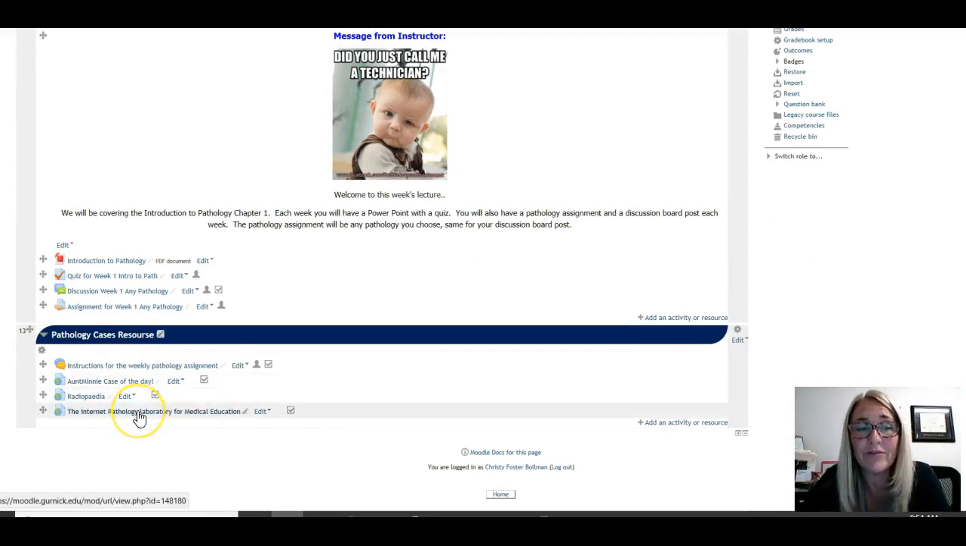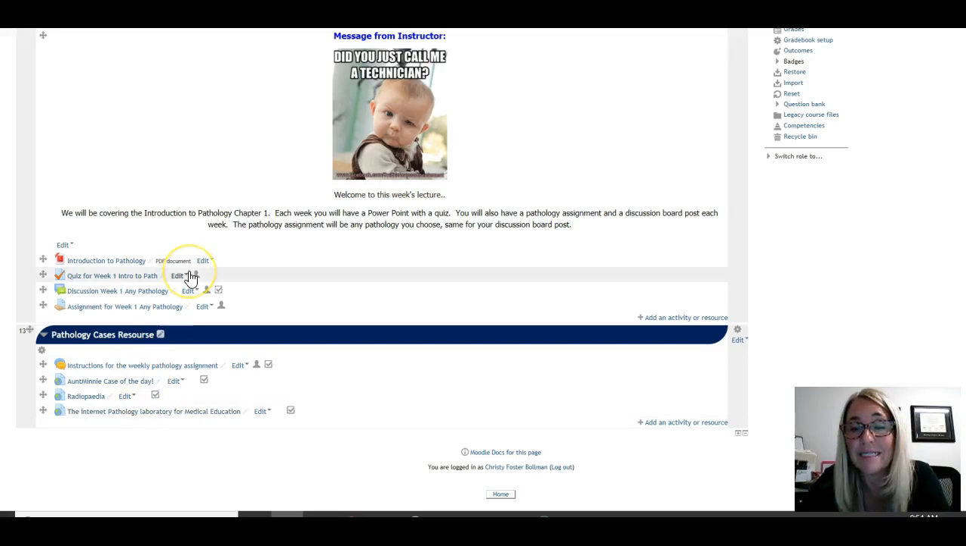There's also this Internet Pathology Laboratory for Medical Education. Now this takes the pathology a step further. You can look at the site and play around with it. It's interesting. If you find something really fascinating, you can click on that and go deeper into the pathology. I wanted to put that there for you just in case you're interested. There are cases in there that you can use.